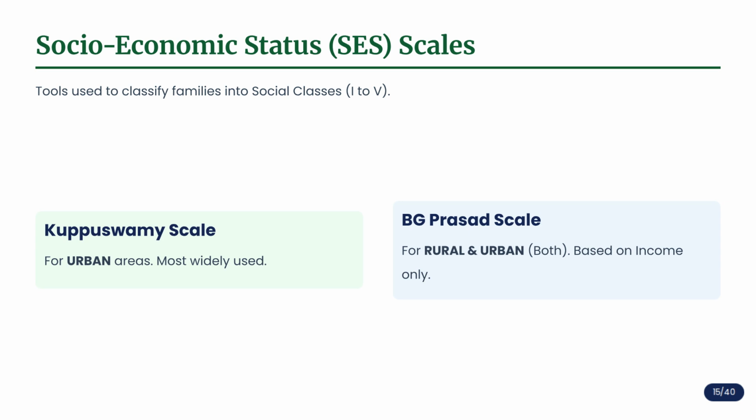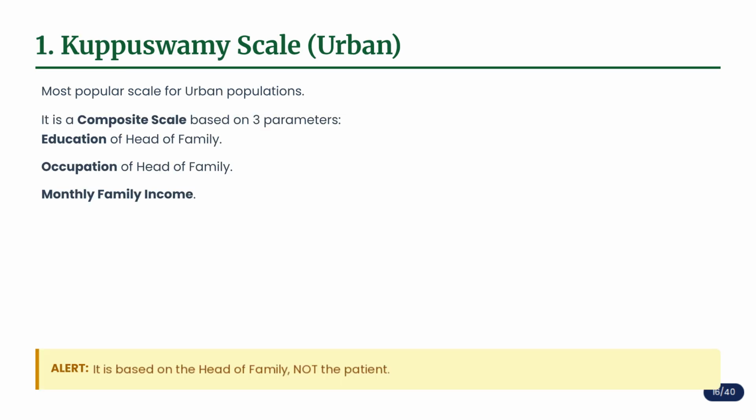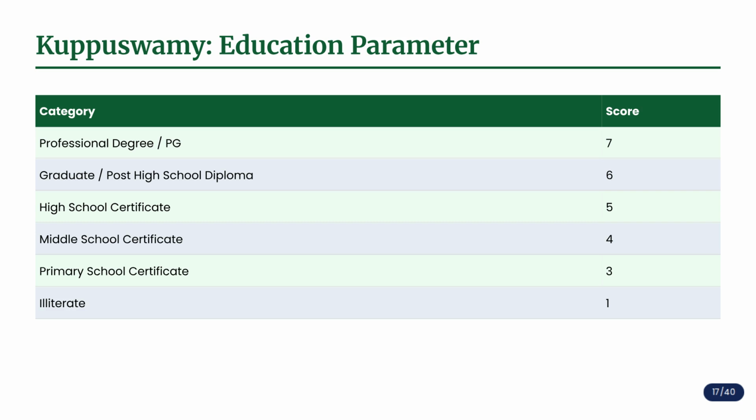Socioeconomic status scales are tools used to classify families into social classes. Key scales include the Kuppuswamy scale for urban areas and the B.G. Prasad scale for both rural and urban populations. The Kuppuswamy scale is the most popular for urban populations. It is a composite scale based on 3 parameters: education and occupation of the head of the family, and monthly family income. The Kuppuswamy scale uses a point system to score the education level of the head of the family.